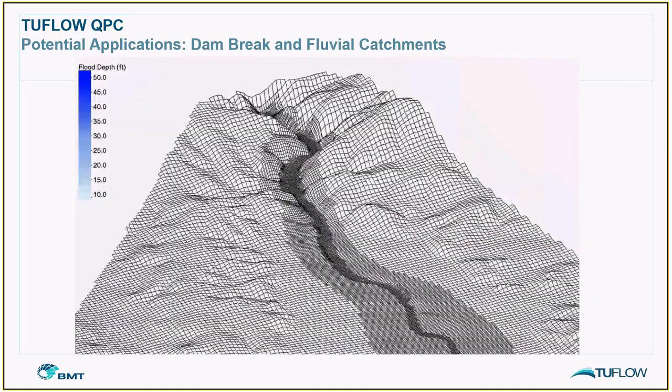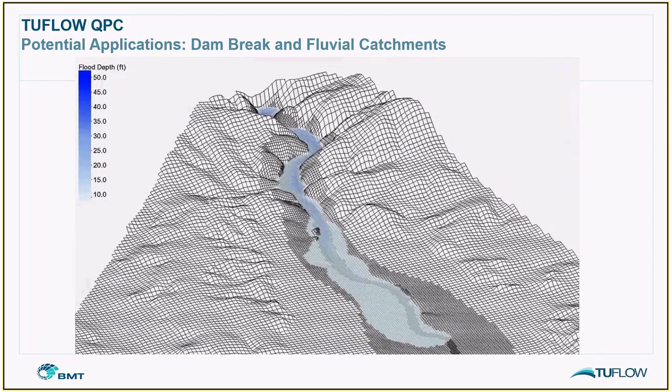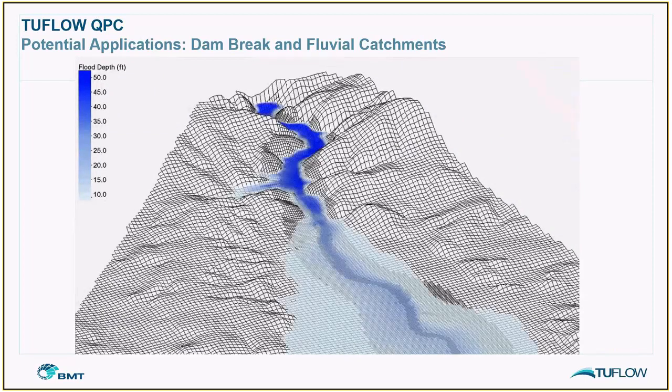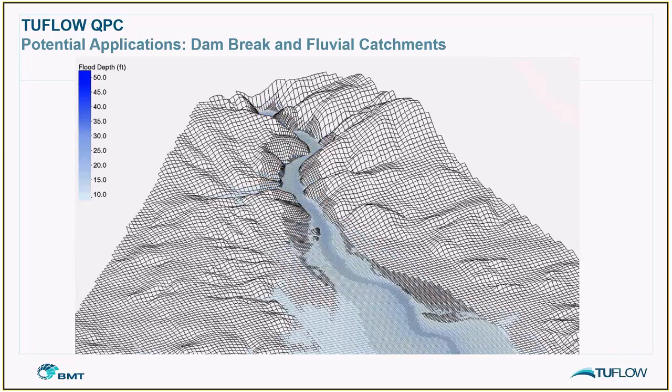The other examples or applications are rural environments or fluvial environments, so dam break and fluvial catchments. This video is one that's been publicly available for a while, and it shows the application to a dam break scenario with 3 levels of nested grids.